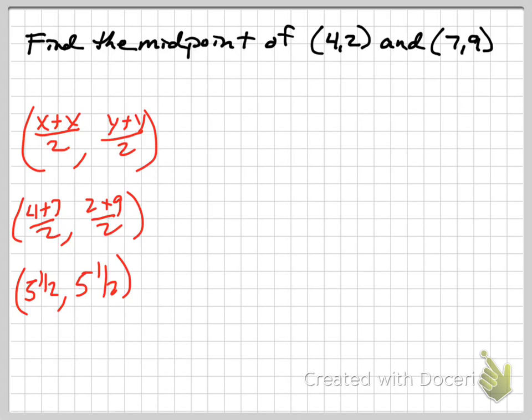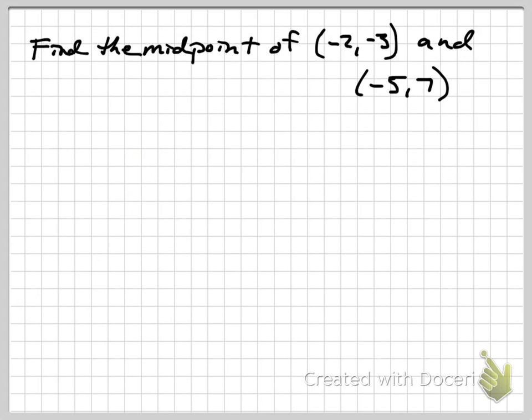The one mistake that children make, if they're using the distance formula or this formula, is instead of doing 4 plus 7, they do 4 plus 2. You're adding the x and the y instead of adding 2 x's. Okay, so be careful. All right, you try this one. Find the midpoint of those two coordinates.